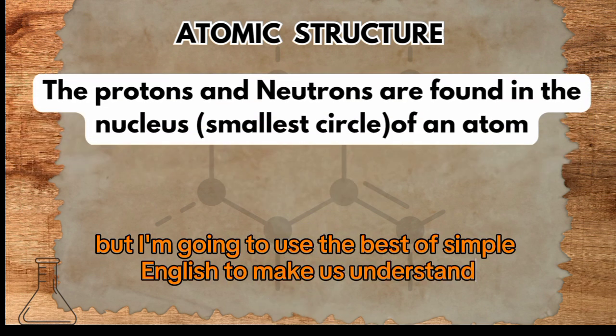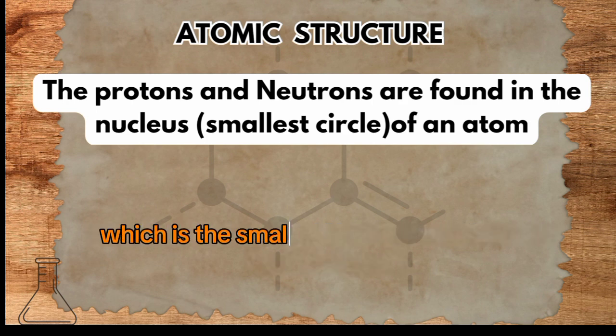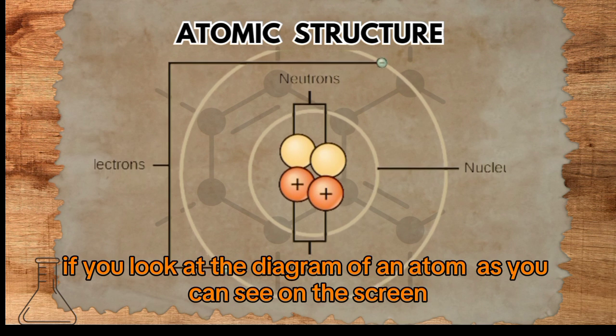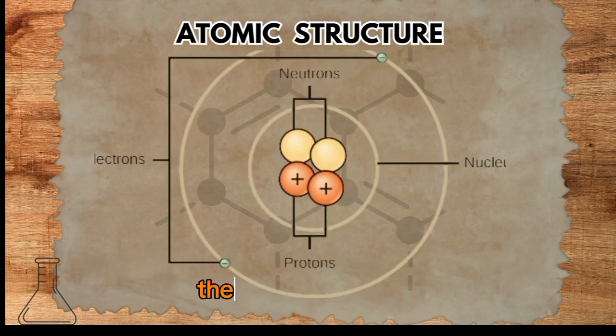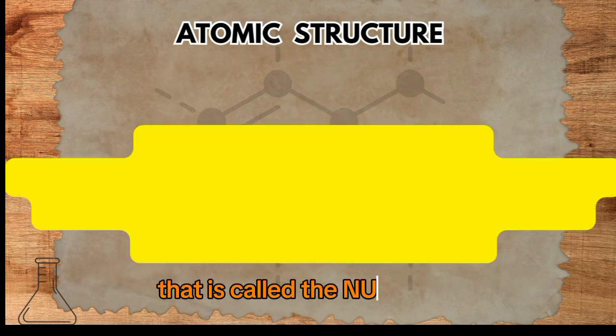Now, the protons and neutrons are found in the nucleus, which is the smallest circle of an atom. If you look at the diagram of an atom, as you can see on the screen, the innermost circle, that is where the protons and the neutrons are located. That is called the nucleus.